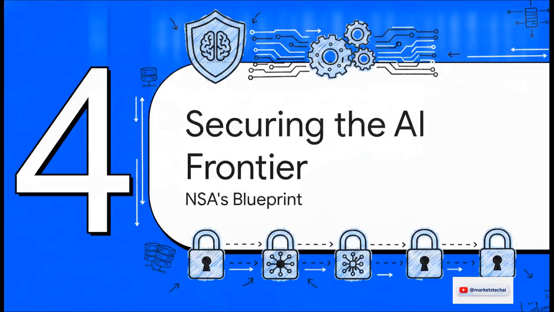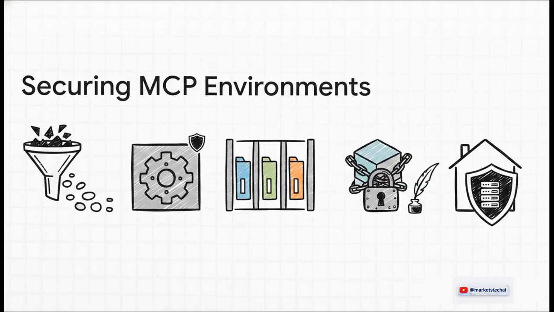Okay, time for some solutions. Section 4. Securing the AI frontier. The NSA's core message here is that you have to enforce strict trust boundaries. You build this defense in layers. First, start at the gates by validating all inputs against strict schemas. Make sure they actually fit the expected intents.